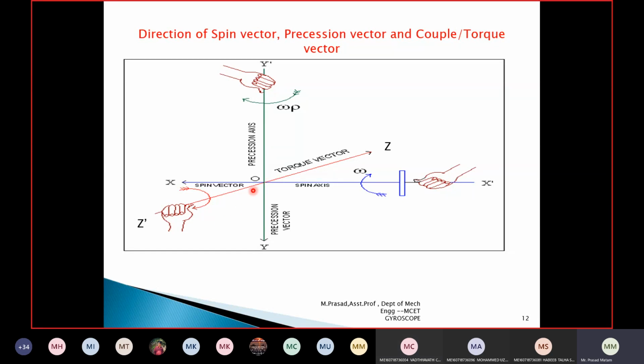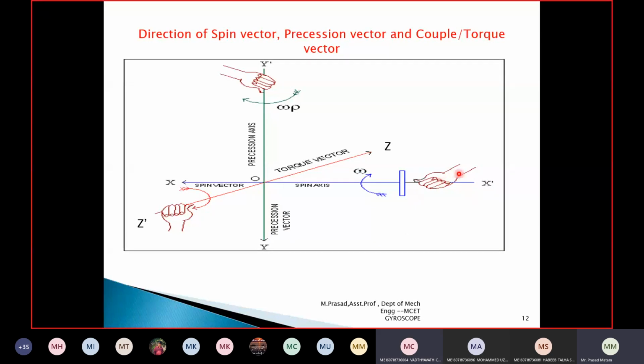Always clockwise motion uses the forward path. So for this couple vector, this is moving in this direction. You can see the arrow mark. It is moving away from above. In this direction, it is moving. So if you put a clockwise vector or clockwise motion, then only it will move in this direction.